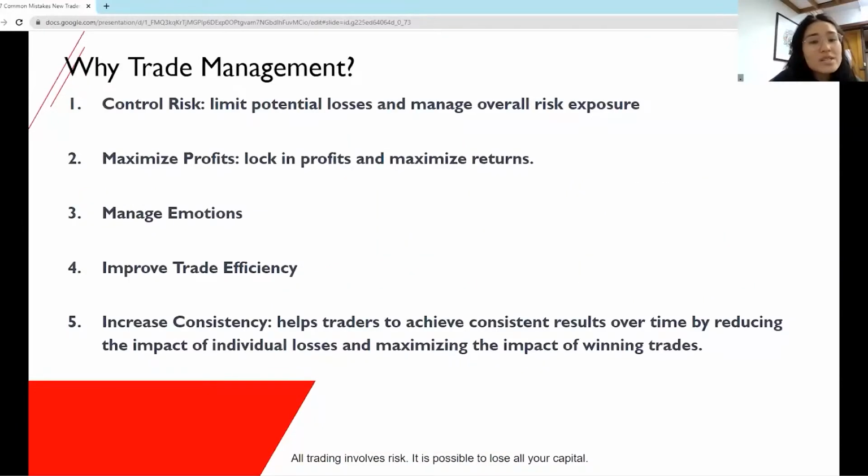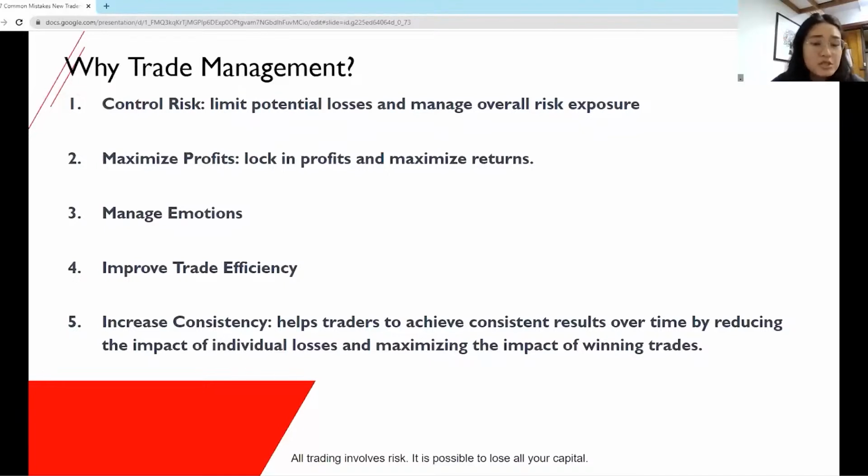Okay, so why is it important to have a trade management strategy? Firstly, it helps to control risk. Trade management strategies such as stop loss orders and position sizing help traders to limit their potential losses and manage their overall risk exposure. Secondly is to maximize profits, to lock in profits and maximize returns, such as through your take profit orders and trailing stops.